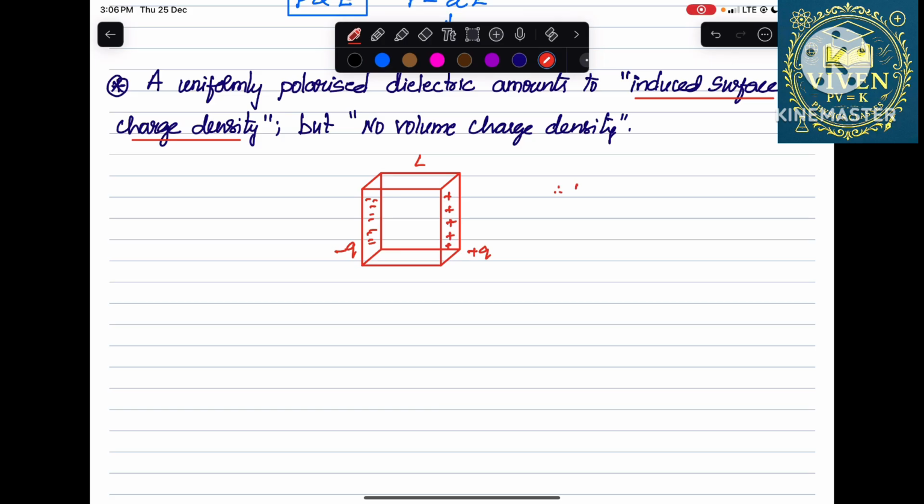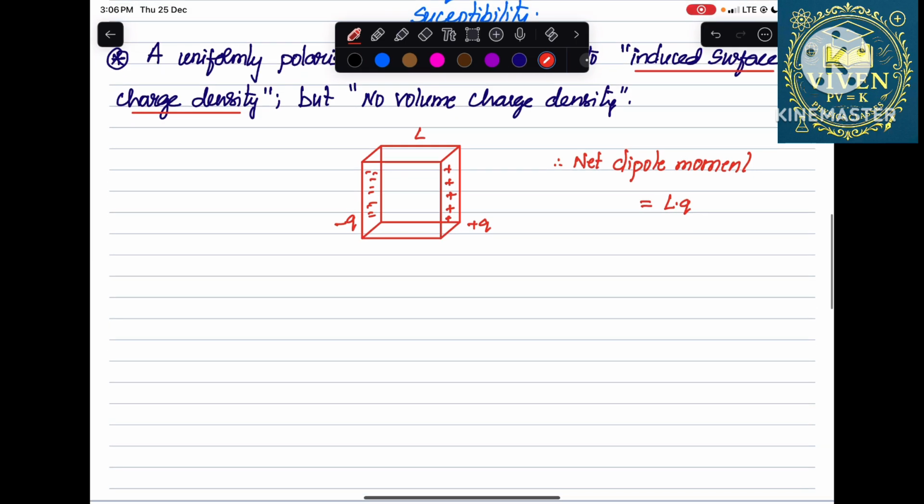So therefore already we know this acts like a dipole only now. So therefore the net dipole moment will be, already we know the dipole moment formula is equal to the product of the dipole length into any one of the charges present in the dipole. So here I can write this as L into Q. So that is your charge. So what is the volume of the cube over here now? L cube. That is side into side into side.